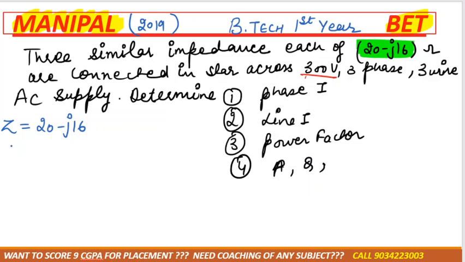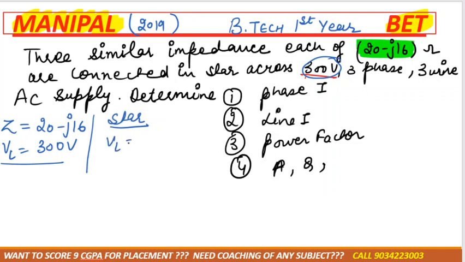And they said it's a star connection across 300 volts. Voltage is always the line voltage until and unless they mention otherwise. Like they didn't mention over here, so we automatically consider it's a line voltage. Three phase, three wire. As you know, in the star connection, and this is the case of similar impedance, it is the case of balanced load, right? It is the case of balanced.